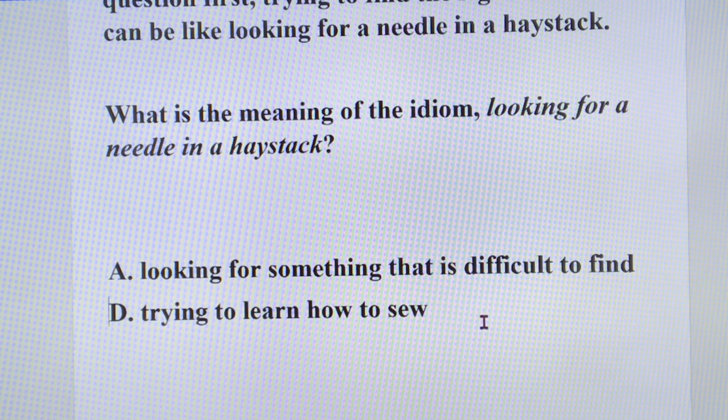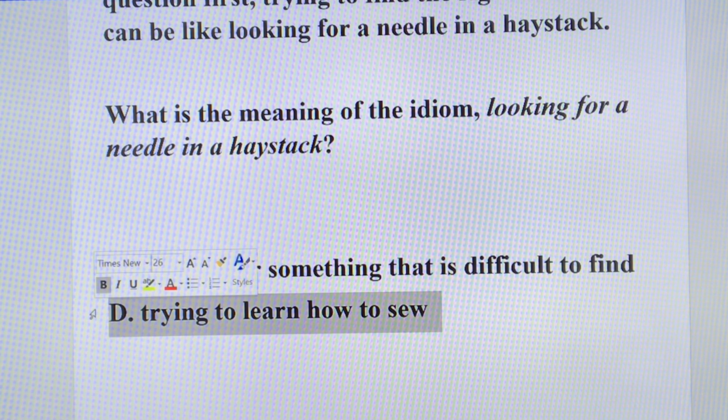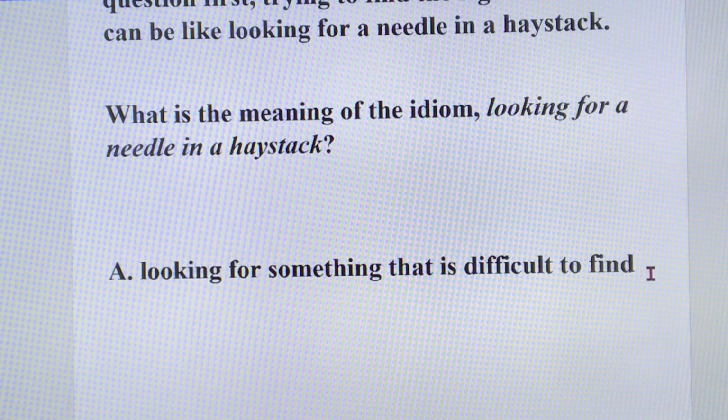Choice D says trying to learn how to sew. It's looking at the idiom in a very literal way. You use a needle to literally sew. The idioms aren't literal, they're figurative. And so for that reason, I'm going to go ahead and eliminate choice D, which means that the answer I thought it was, choice A, is the correct answer. Looking for a needle in a haystack means you're looking for something that's difficult to find.